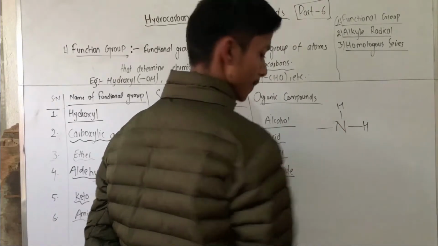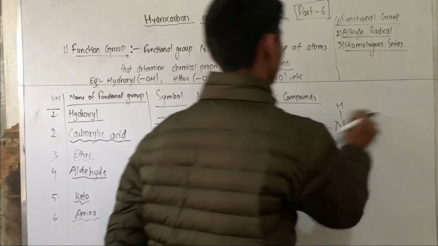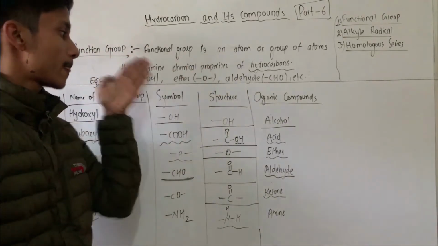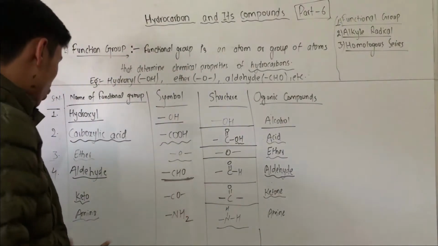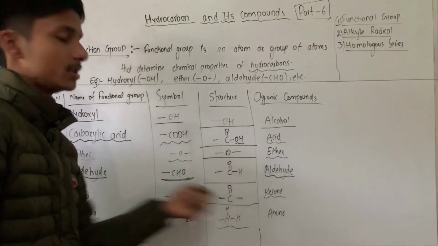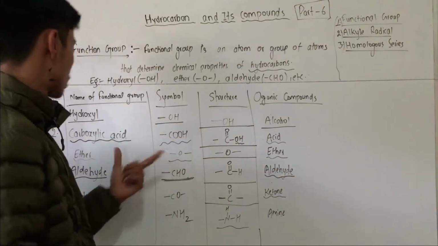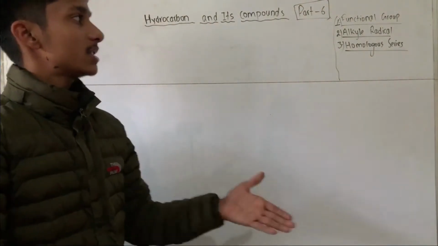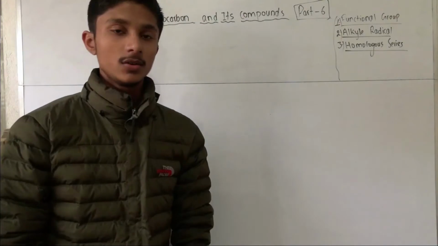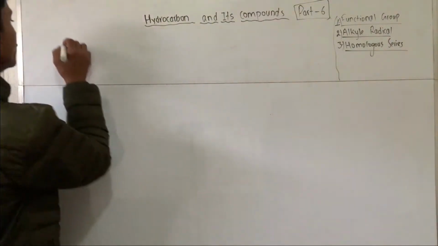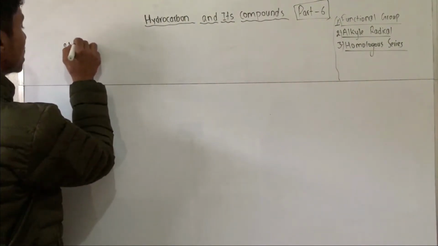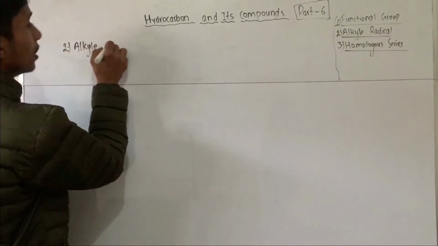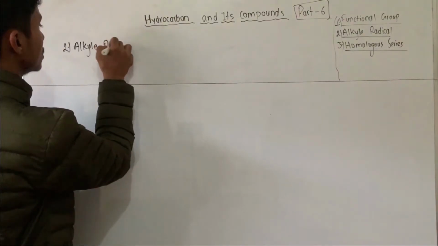Okay, like that. And here we understood about functional groups. Your work is to remember this, because this is important. Our next topic is alkyl radical. So let's understand about alkyl radical. Alkyl radical, yes, radical.